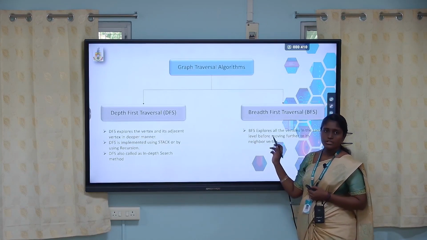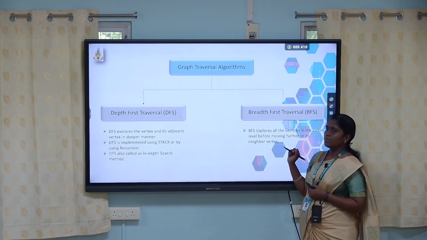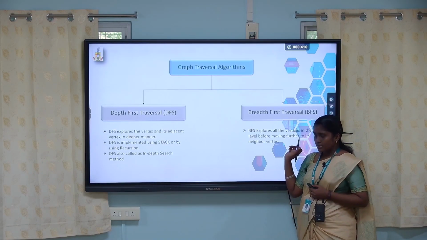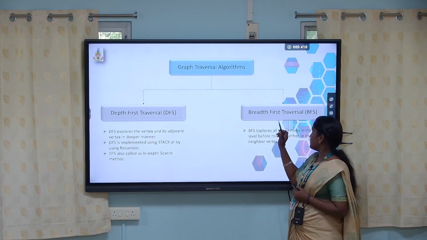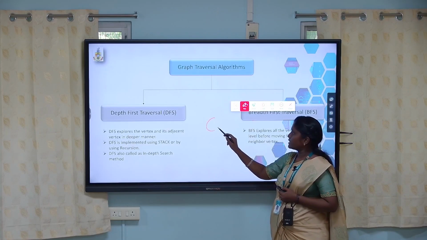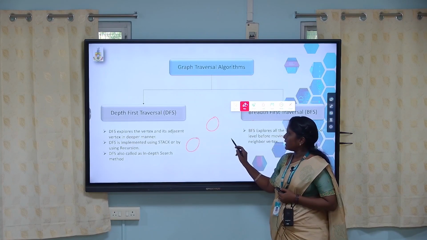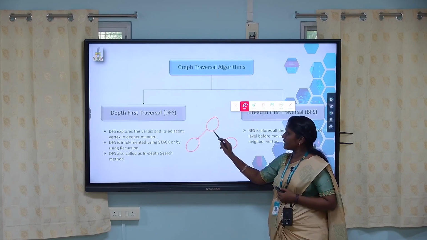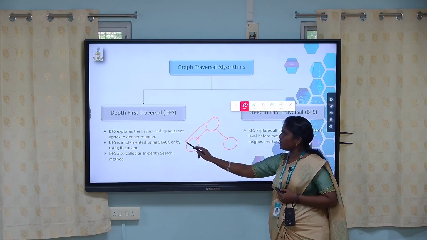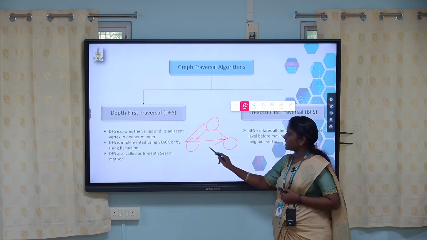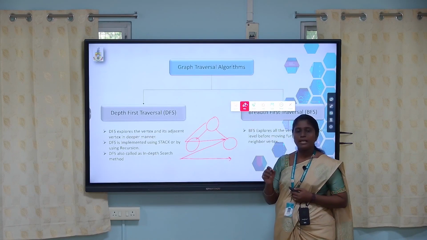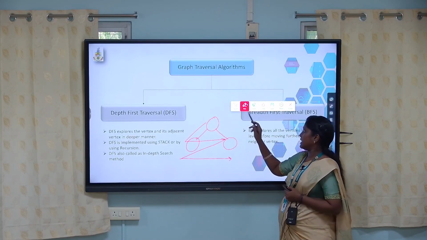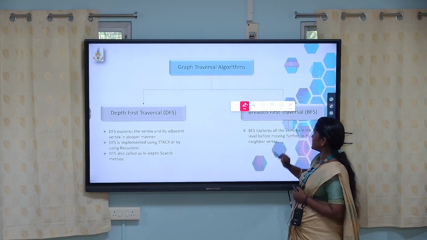And next, moving on to breadth first search. It explores the vertices in a level manner. For breadth first search, if you have the vertices like this and the edges like this, it will explore all the vertices in this format. It finishes the vertices in the same level, and then it moves on to the next level. So this is breadth first traversal.